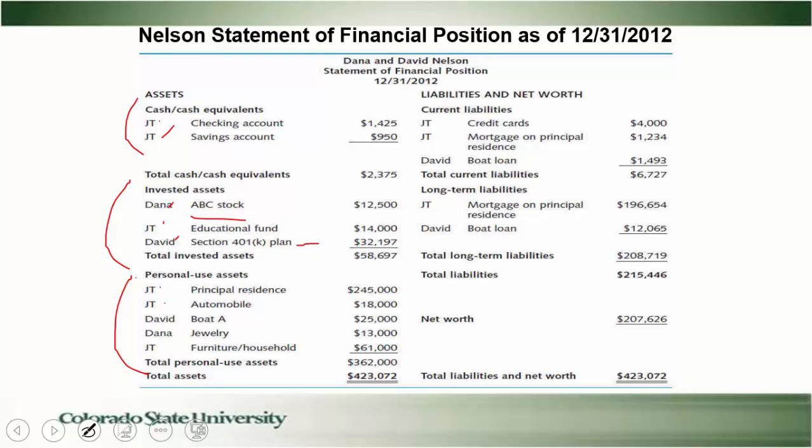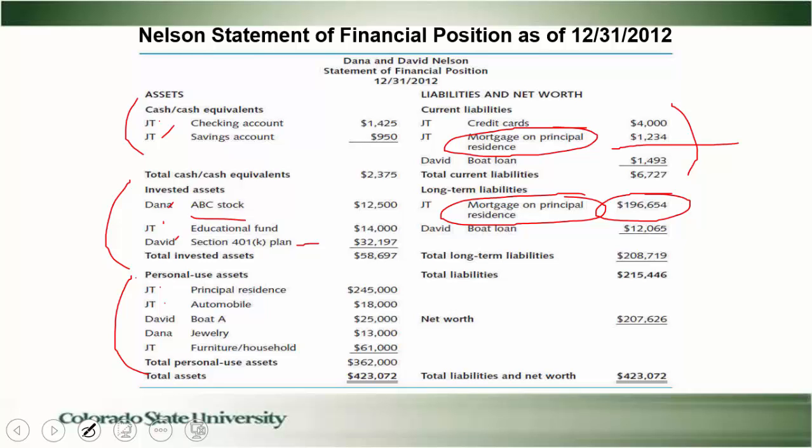Over on the liabilities side, we have our short-term liabilities, which I'll point out there is some portion of the mortgage that's here. Mortgage, of course, is a long-term liability, but while we owe almost $200,000 long-term, what this is saying is $1,234 of that mortgage is due within the next year, so it's going to show up in the current liability section. Typically, credit card balances, even though they may be payable over a longer period than a year, are generally treated as short-term debt.